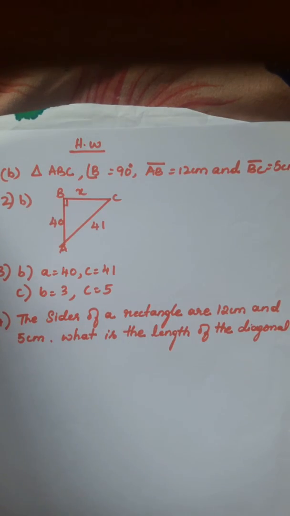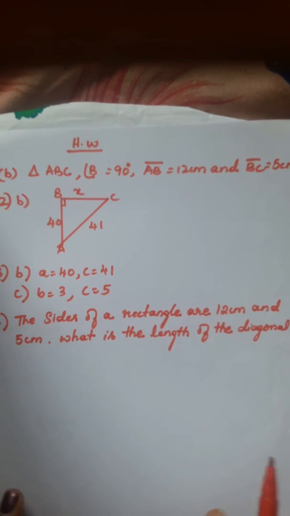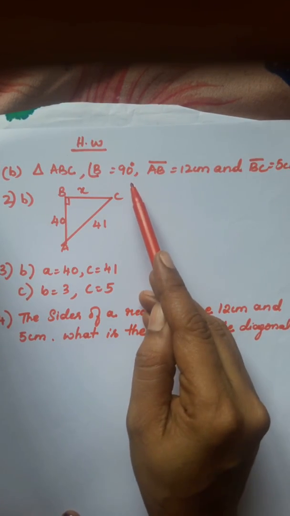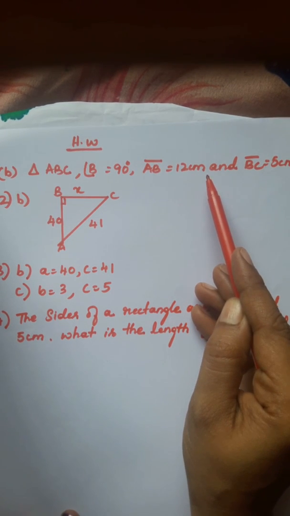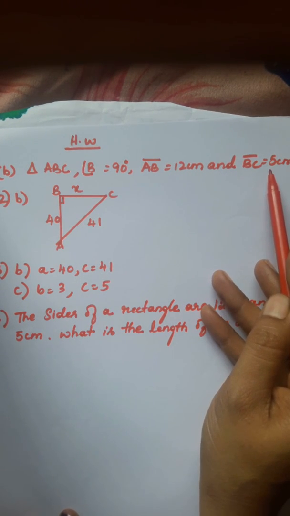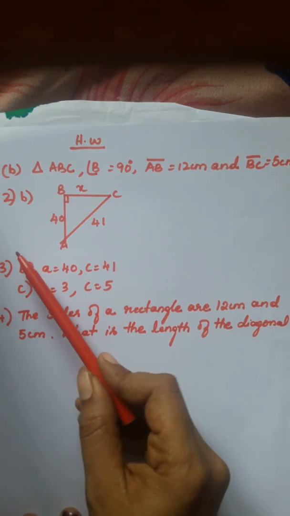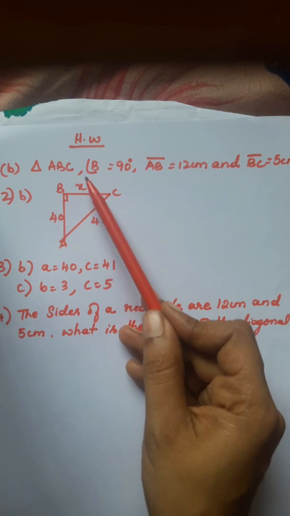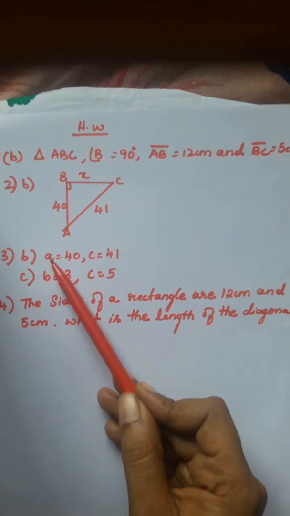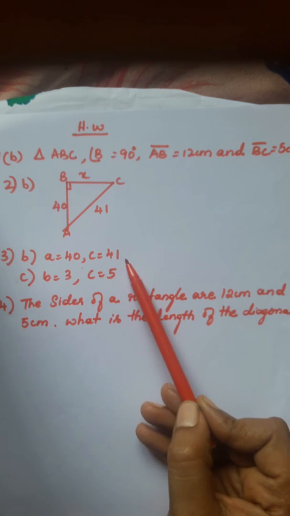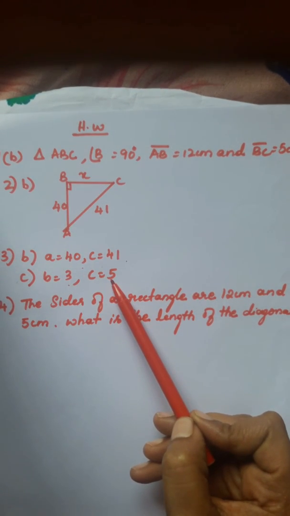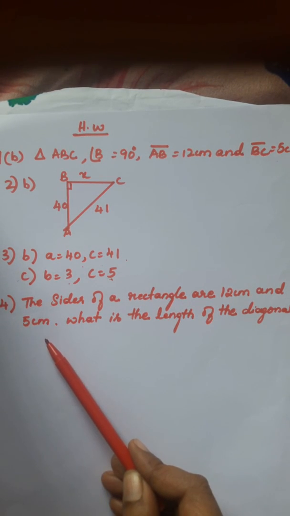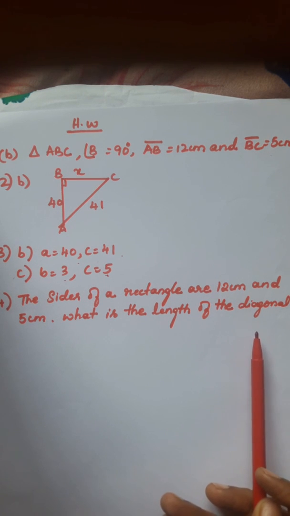Now there are some assignments which you can find out. First sum: in triangle ABC, angle B is equal to 90 degrees, side AB is equal to 12 centimeter and side BC is equal to 5 centimeter. Next, they have given this diagram. According to this triangle, you have to find the value of x. Third sum: A is equal to 40, C is equal to 41, B is equal to 3 and C is equal to 5. Fourth sum: the sides of a rectangle are 12 centimeter and 5 centimeter. What is the length of the diagonal?